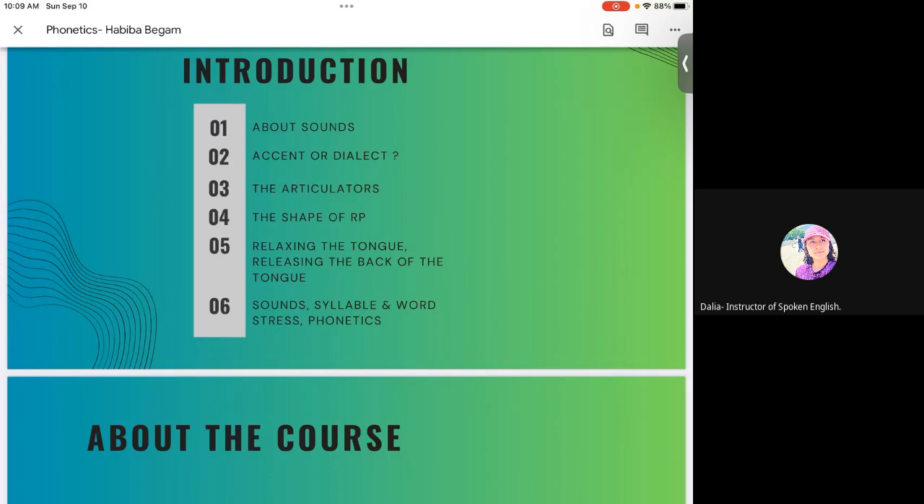Okay, so the next part is the shape of RP. What is RP? RP means received pronunciation. What is the meaning of received pronunciation? Received pronunciation basically describes the neutral accent which is used by many speakers, especially from the UK, British speakers. It is used in England, for British English. So British people use received pronunciation, and it's all about a neutral accent.